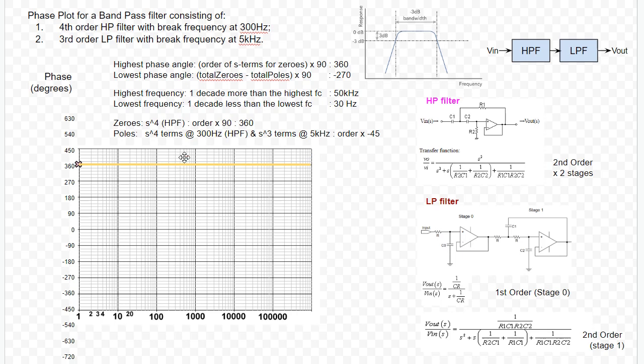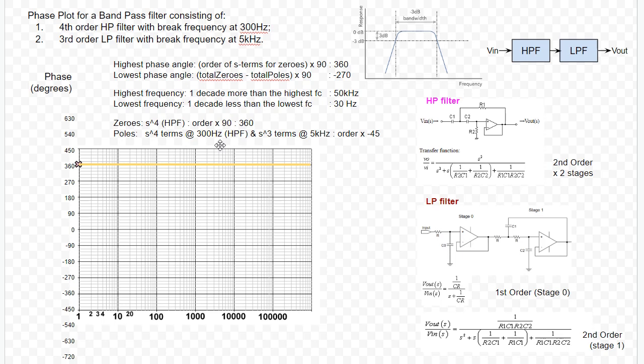Now for poles, we have 2 different frequencies. We have one at 300 hertz. There are 4 S terms. That means S plus something. In other words, this term here we need to factorize into S plus something times S plus something, and then we do it 2 more times. So once we have it in that form, then we will have 4 S terms at 300 hertz. That's our high pass frequency.